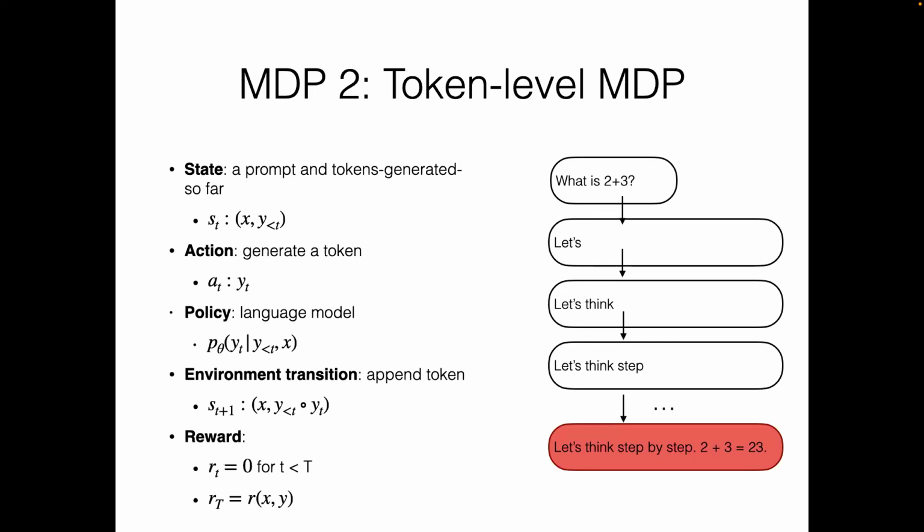Then your reward. You could do other things, but suppose you only have access to the full reward on the full output sequence, like checking the answer at the very end. Then you could define the reward as being 0 for these intermediate steps, and then running your reward function at the end. Okay, so can anyone tell me what the potential advantage of this token-level MDP is versus the one-step MDP?